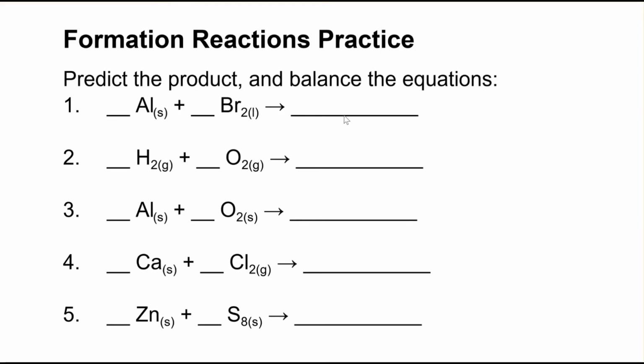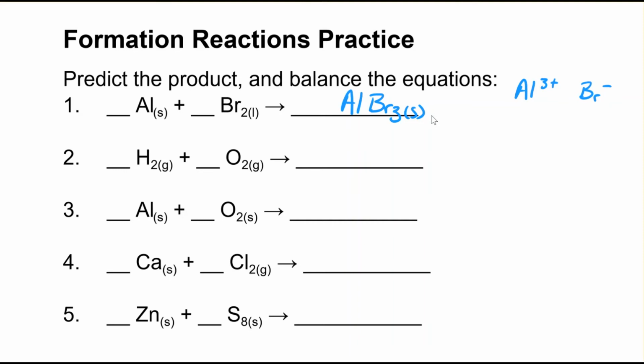So what are we going to make? We're going to make aluminum bromide, or aluminium bromide. Aluminium bromide is Al3+ and Br-. Those are the ions that make aluminium bromide. So let's make a new compound, AlBr3 solid. We predicted what we're going to make.